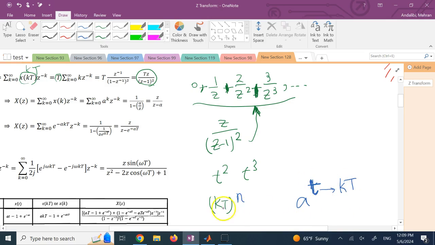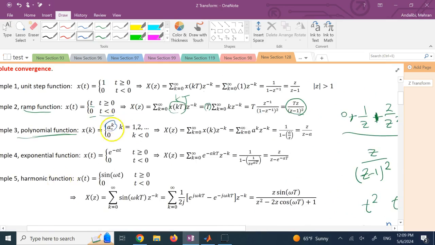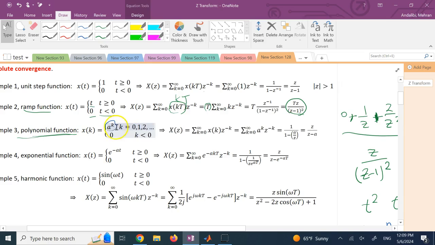So actually this polynomial that we are talking about here is kind of like a power function that we had in the time domain. So it's a to the k, where a is constant for k's that are 1, 2, 3, and it can also even be 0. And any time other than that, for negative k's, it is clearly 0. Okay?